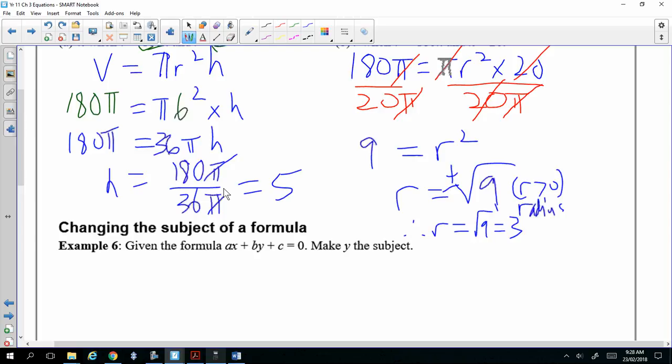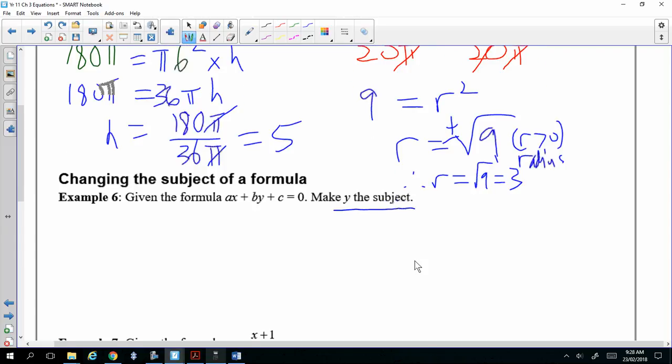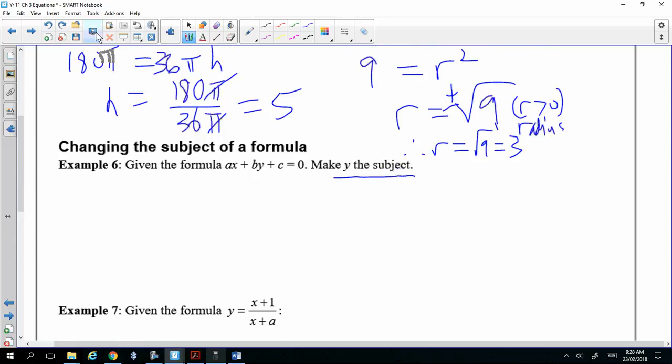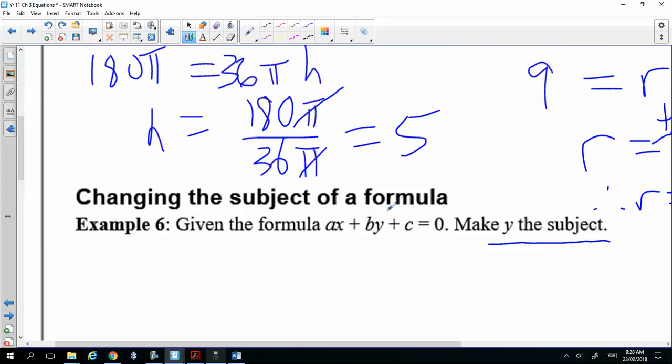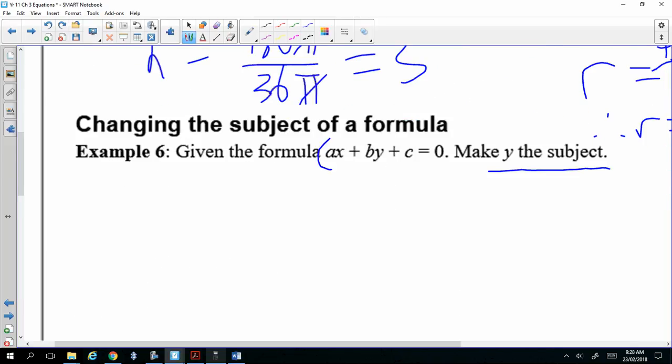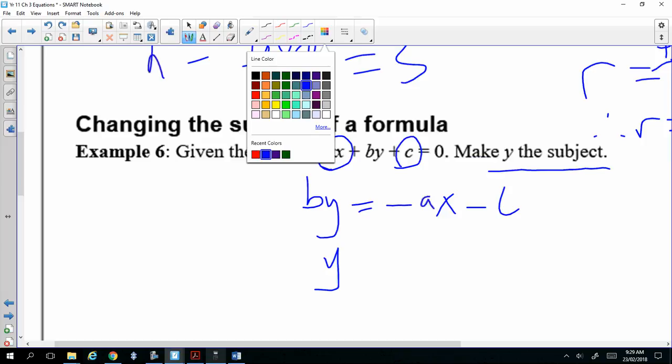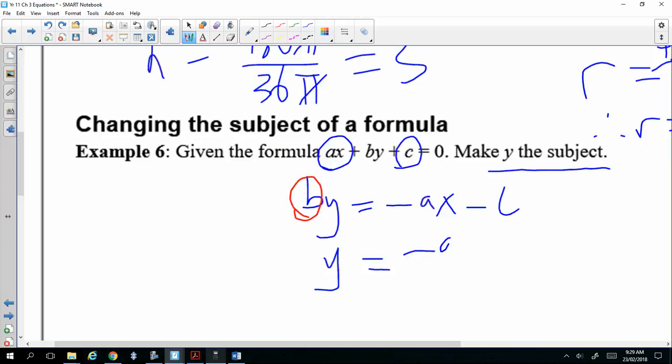We do, so we have to move these two terms to the right side. Minus ax minus c. And then to make y the subject, you have to get rid of anything next to the y. So this has to get rid of. To get rid of that, you divide by b. Right, done. So there's the easy one, making things the subject. And the next one is a little bit more challenging.